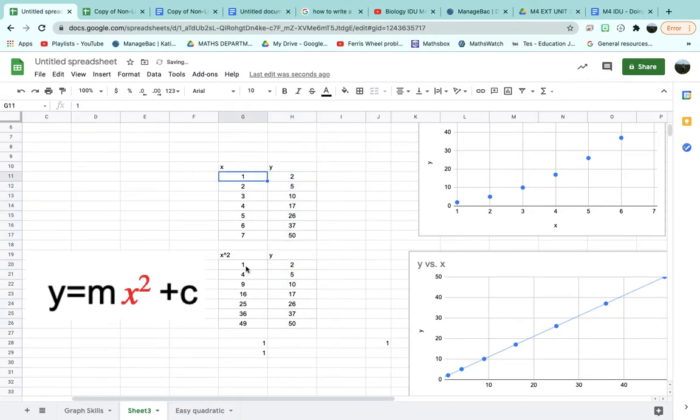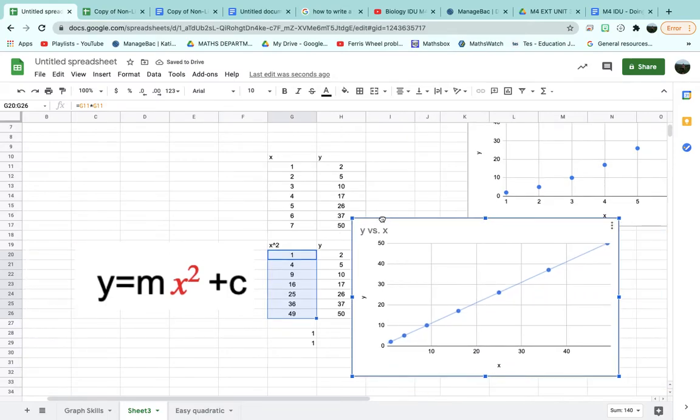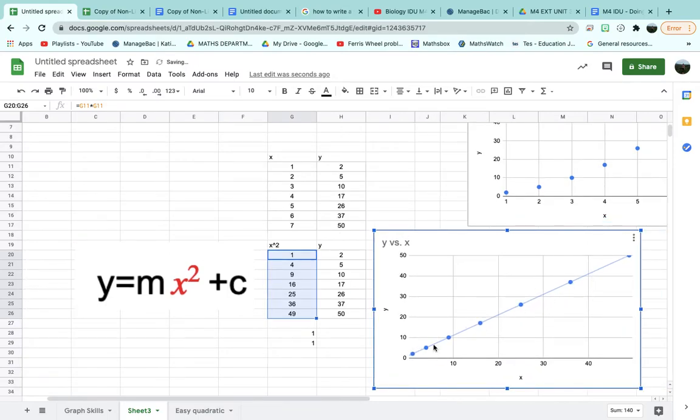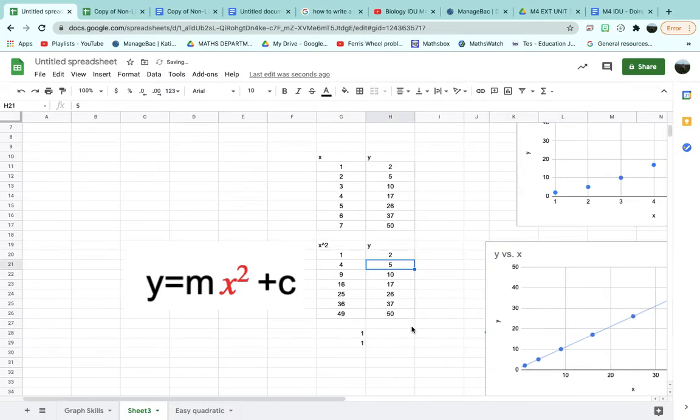Now in terms of generating x squared, you can do the following. You could say this value times by itself. So I put G11 times G11, times is a star, press enter, and then you can drag this down. Now, looking at this relationship here, we can see now that it's a strong positive correlation, and we can even analyse Pearson for this.